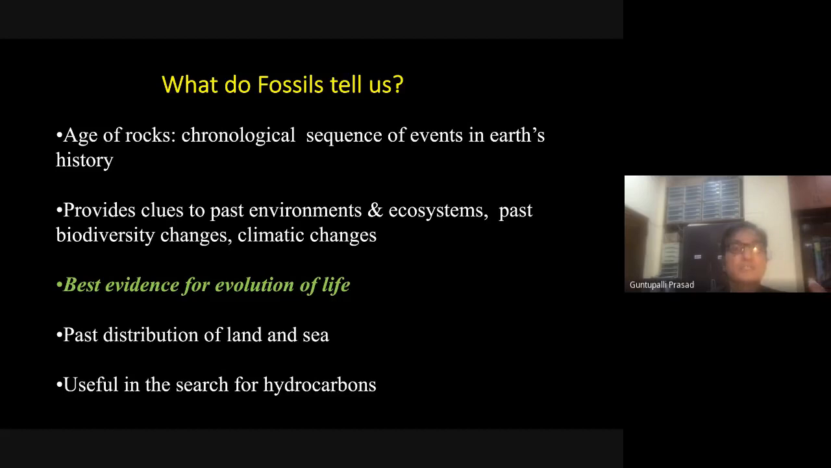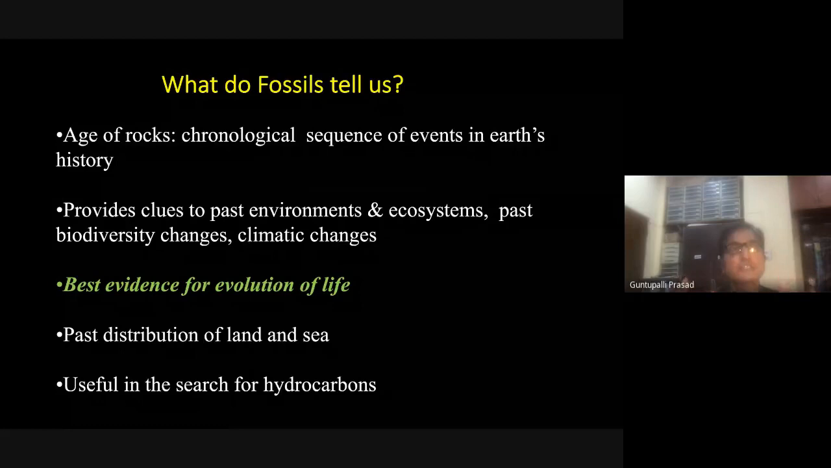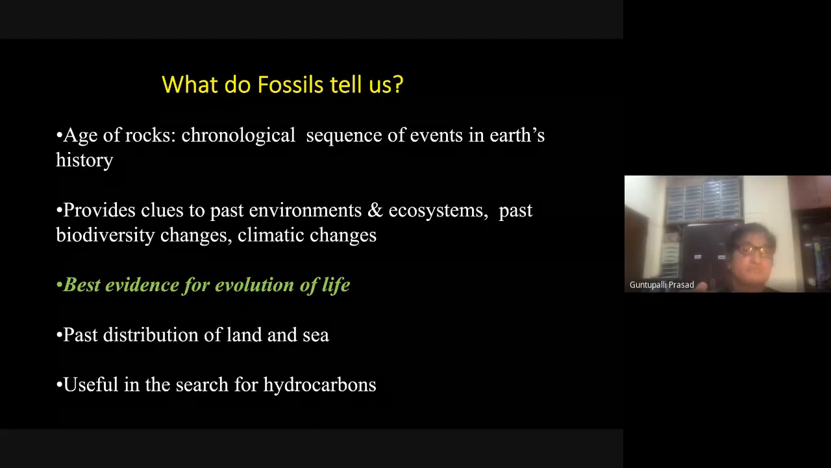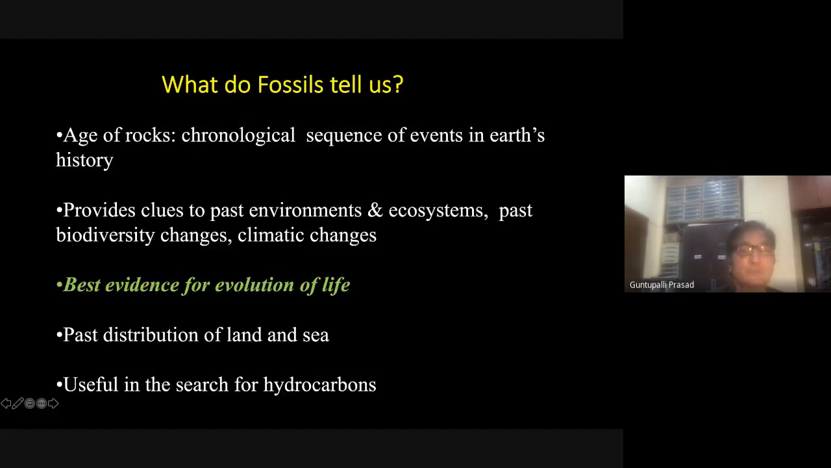obtained from studying them. For example, you can understand the age of sedimentary rocks. In the case of sedimentary rocks, it is not possible to date them using radiometric methods. It's only the fossils which provide you the age of the rocks, unless they have some igneous rocks occurring in between, like a volcanic flow or volcanic ash occurring in between the sediments, then you can date those rocks.